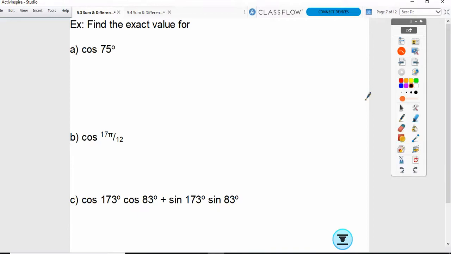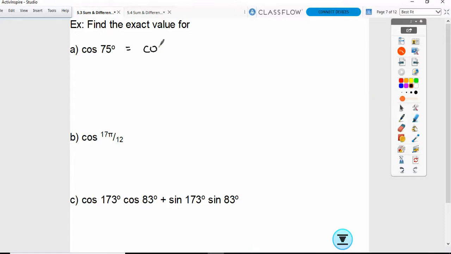So if I ask you to find the exact value for cosine of 75 degrees. When I say exact value, that means don't give me a decimal. Sure, you could plug that in your calculator and get a decimal, but then you have to round it. So when I ask for exact value, I'm talking about radicals. But 75 was not an angle we memorized on our unit circle, so we don't know what it is off the top of our head.